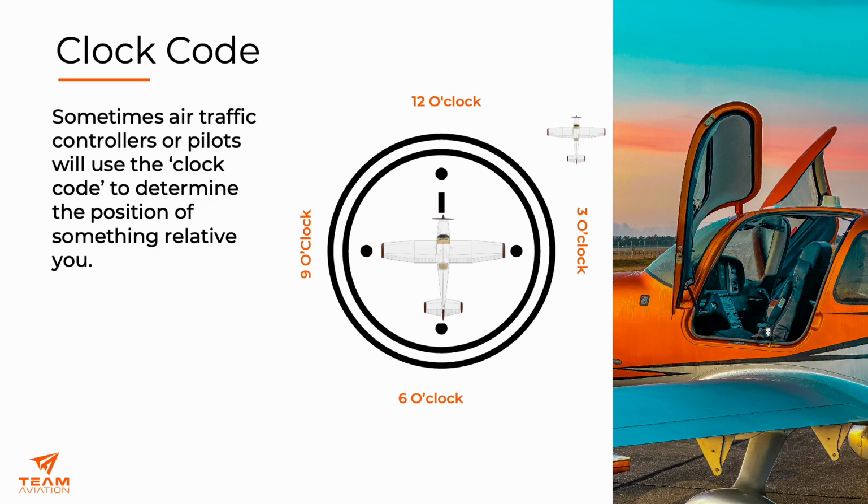So if traffic is at 2 o'clock, it's slightly ahead and to your right. If air traffic control says traffic at your 3 o'clock, 1,000 feet below, that means another aircraft is directly to your right and flying lower than you. This helps pilots quickly locate traffic without needing to search all around. So whenever you hear a pilot or controller say an object is at a certain o'clock position, just picture yourself in the middle of a clock. This simple system makes situational awareness much easier in the air.